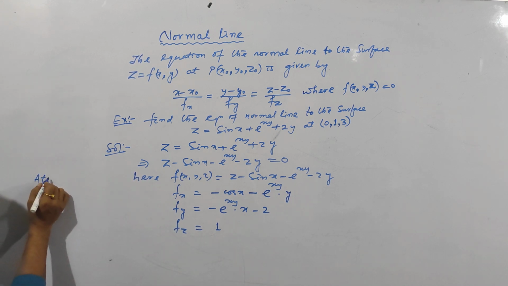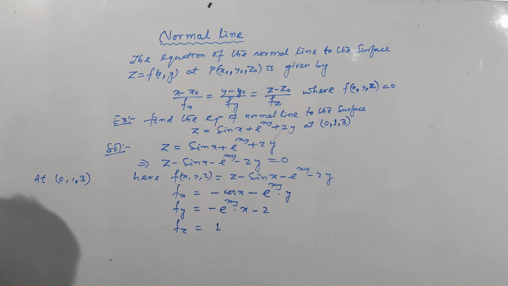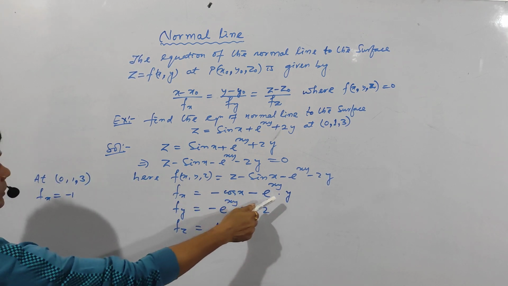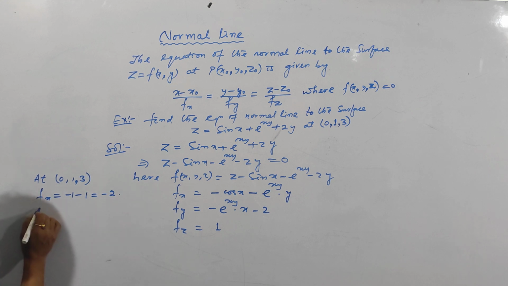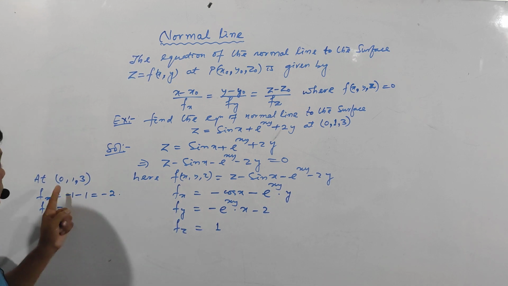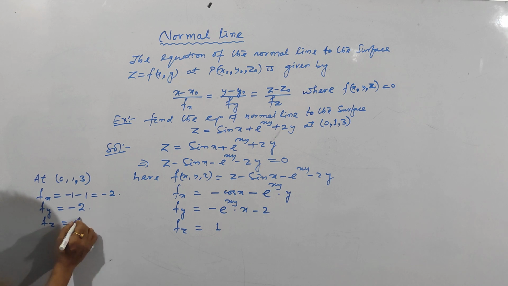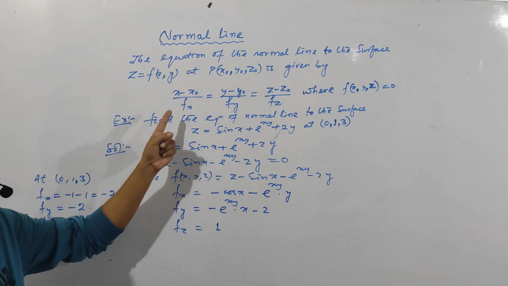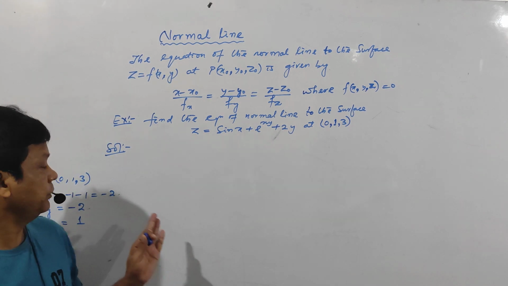Now, at (0, 1, 3), what are fx, fy, fz? Tell me, fx is equal to cos 0 is 1, so it is minus 1. Y is 1, and e to the 0 is 1, so minus 1, it is minus 2. Clear? And what is fy? Put x is equal to 0, so this one becomes 0, then simply minus 2. And what is fz? It is equal to 1. And now you have got fx, fy, fz. Clear? Now only you have to put the values here.